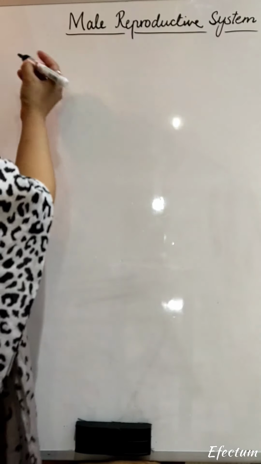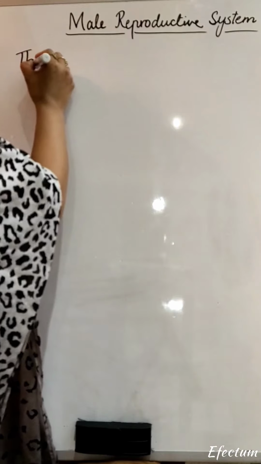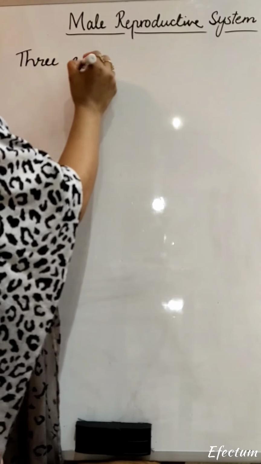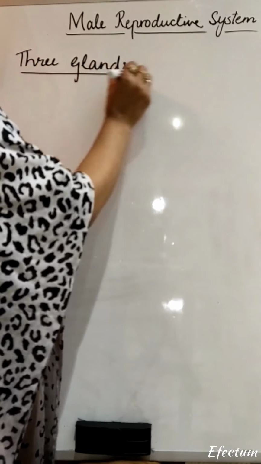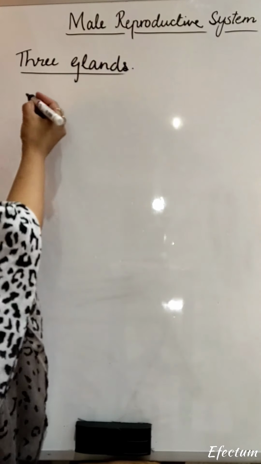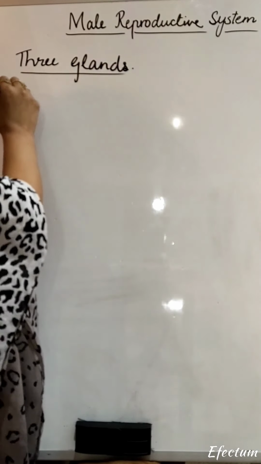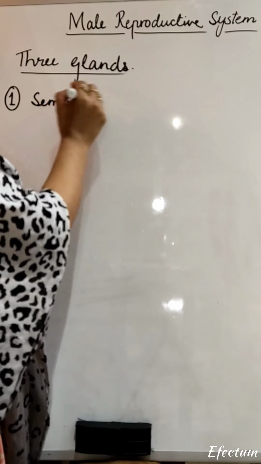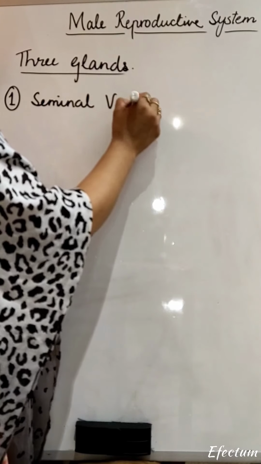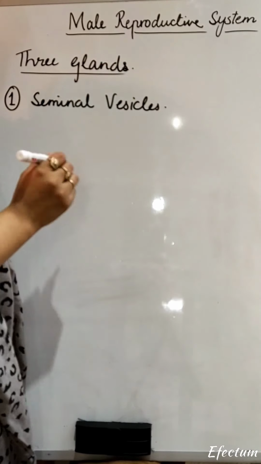Now I am going to talk about the three glands that are present in male reproductive system. So the first pair of glands is the seminal vesicles. These are two in number.